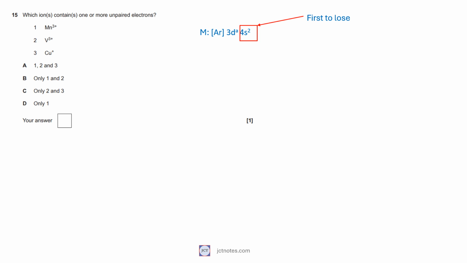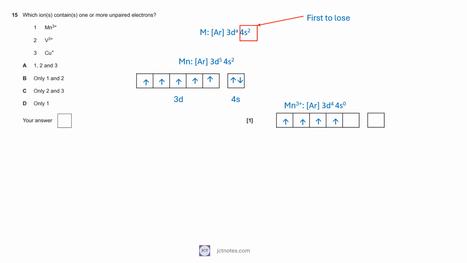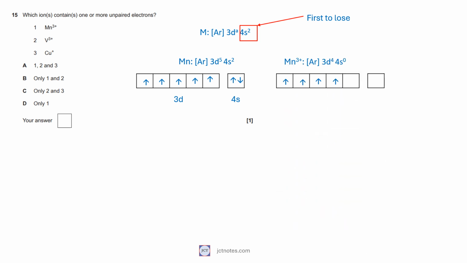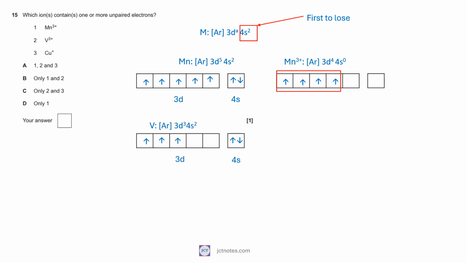In the manganese metal, we have the configuration 3d5, 4s2. When it loses 3 electrons to form the ion manganese 3+, it loses 2 electrons in the orbital 4s and 1 electron from an orbital 3d, leaving a total of 4 unpaired electrons in the orbitals 3d. Vanadium has an electronic configuration 3d3, 4s2. To form the ion vanadium 3+, it loses the 2 electrons on the orbital 4s and 1 electron from an orbital 3d, leaving 2 unpaired electrons in 3d.